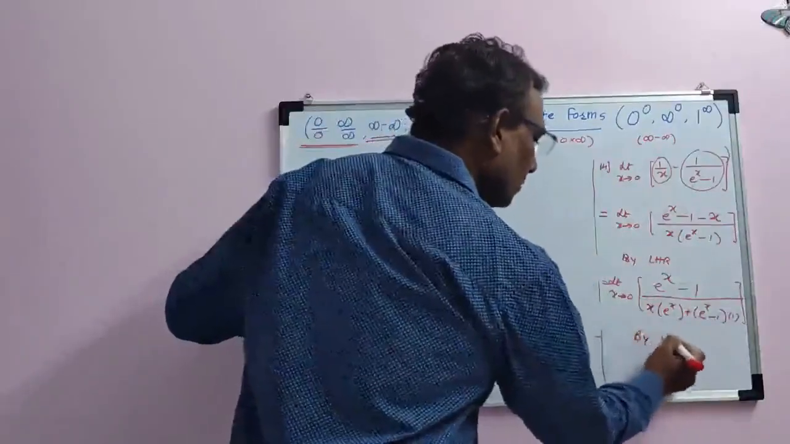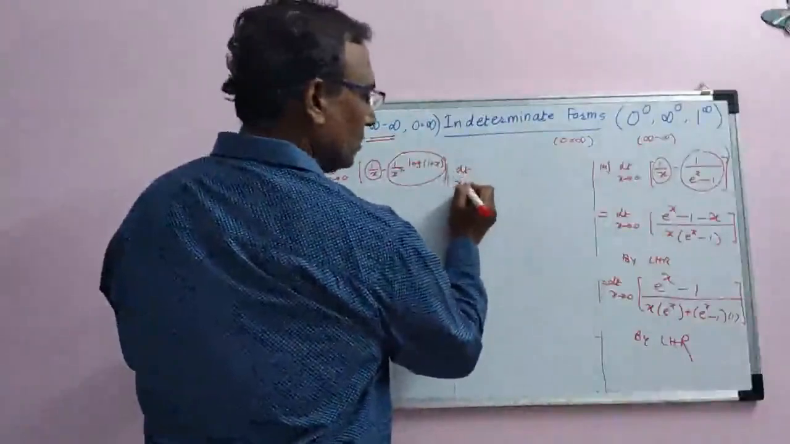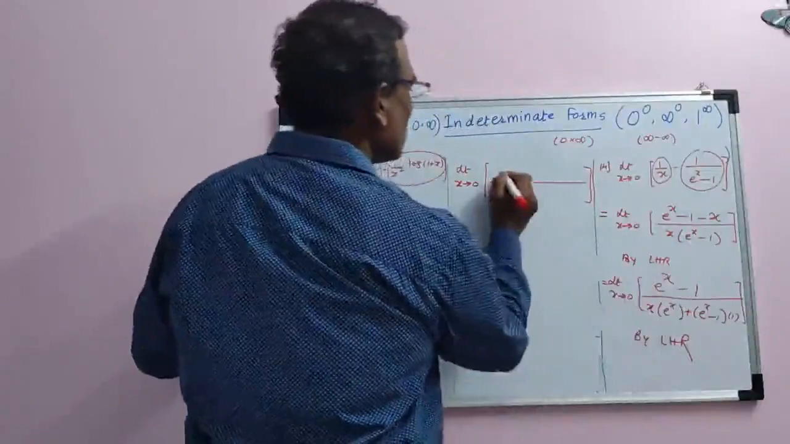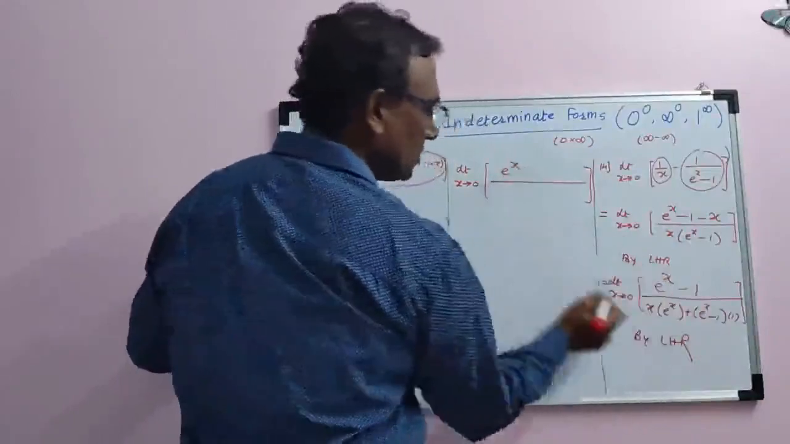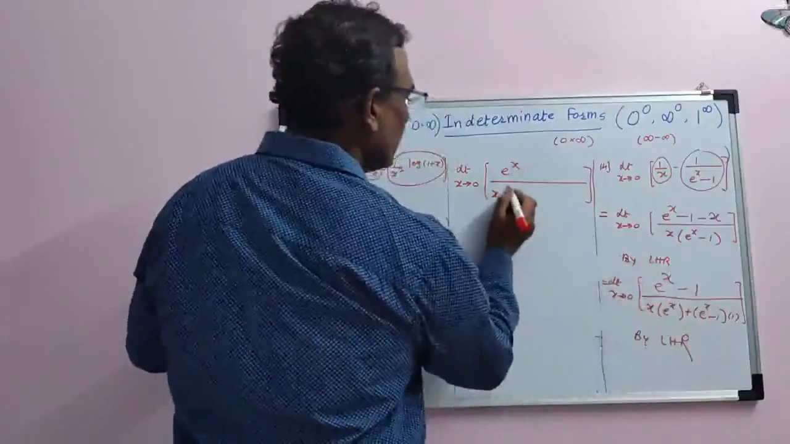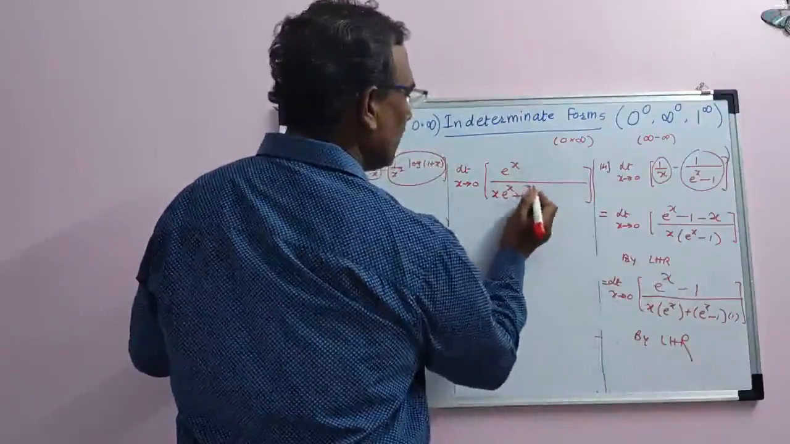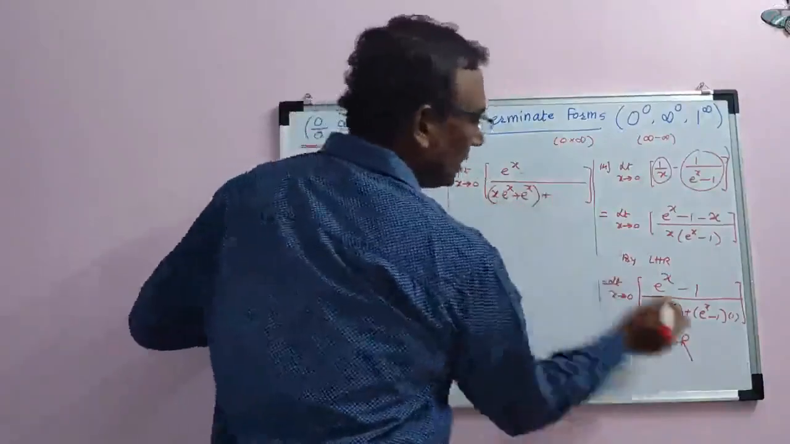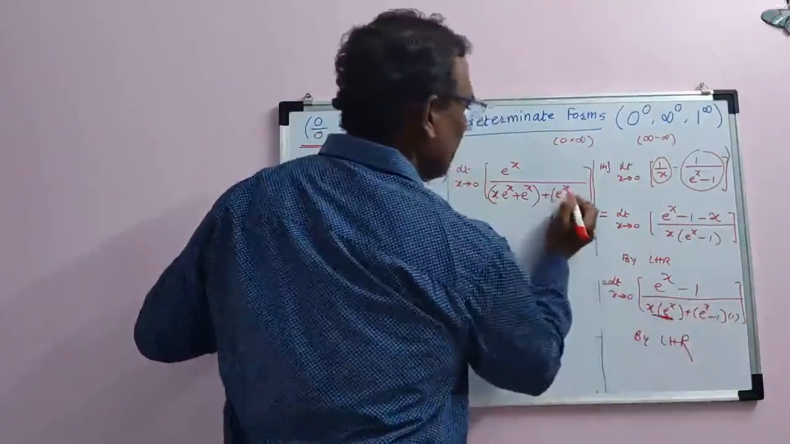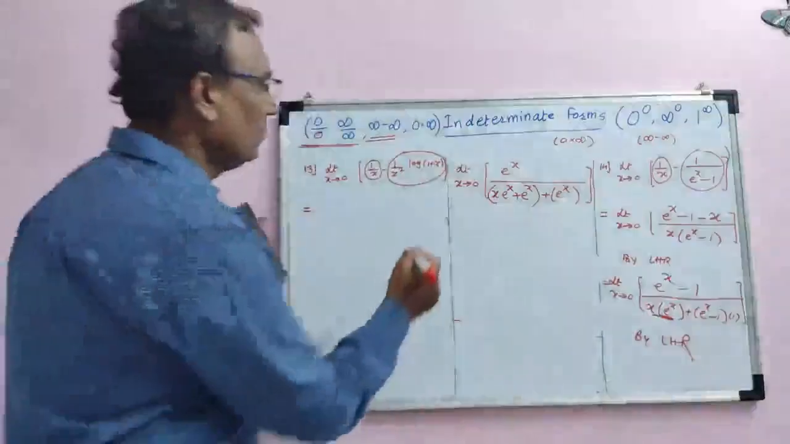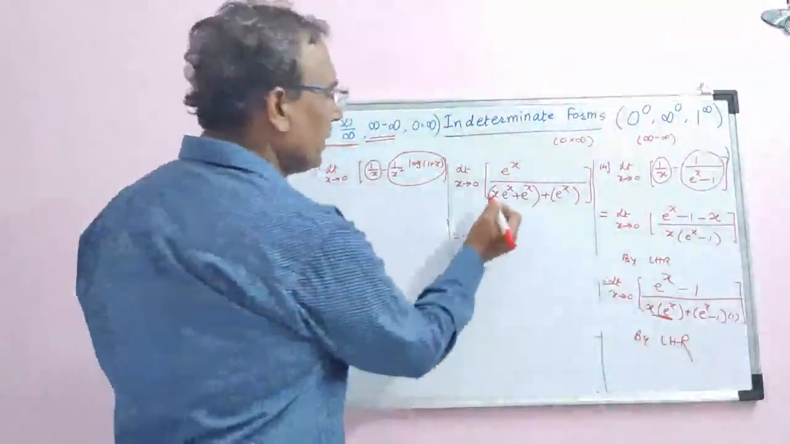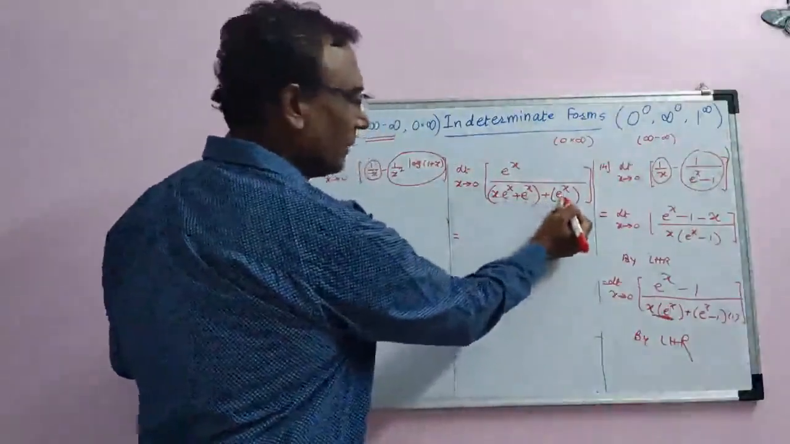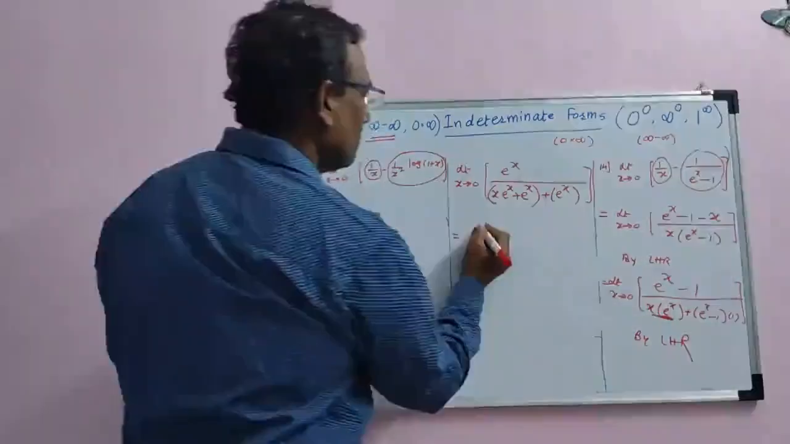Again 0 by 0 form I am getting. Again by L'Hospital rule, limit x tends to 0, apply L'Hospital rule again. Derivative of e raised to x is e raised to x, derivative of minus 1 is 0, apply product rule here, x e raised to x plus e raised to x, and derivative of x is 1. Derivative of x e raised to x I have written in the bracket, plus derivative of e raised to x same, and derivative of minus 1 is 0. Now again do the same thing. If you put x equal to 0, this is 0, e raised to 0 is 1, e raised to 0 is 1. Means denominator is not going to become 0.